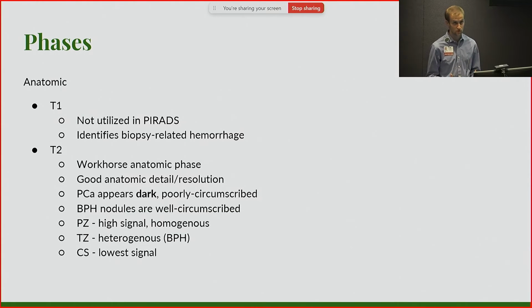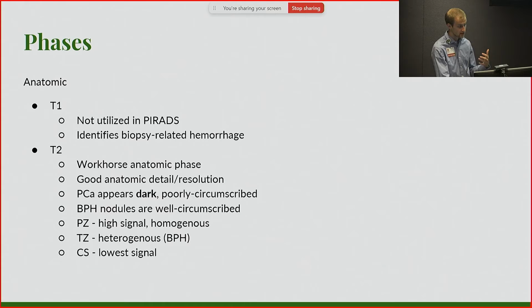That's going to give you the best resolution of what the prostate looks like in terms of the anatomy, the different lobes, the zones. Excellent resolution. On a T2 image, prostate cancer typically appears dark, looks kind of like a black smudge, like someone took charcoal and rubbed it across, usually poorly circumscribed. BPH nodules, on the other hand, are typically well circumscribed. So if you see a circle of something that looks like a little globe or a marble in the prostate, it's probably not prostate cancer, it's probably a BPH nodule. The peripheral zone usually has higher signal, it's brighter, it's usually pretty homogeneous. The transition zone is usually more heterogeneous, that's where a lot of the BPH arises. The central zone is going to have your lowest signal.